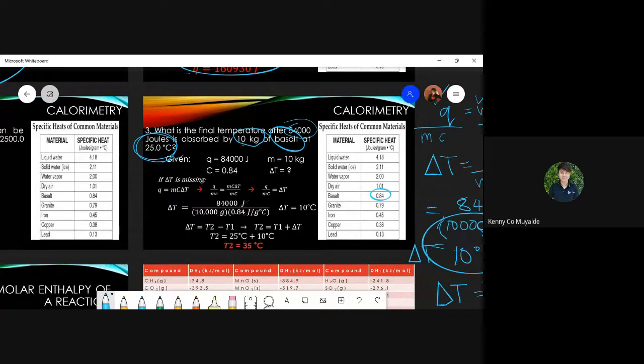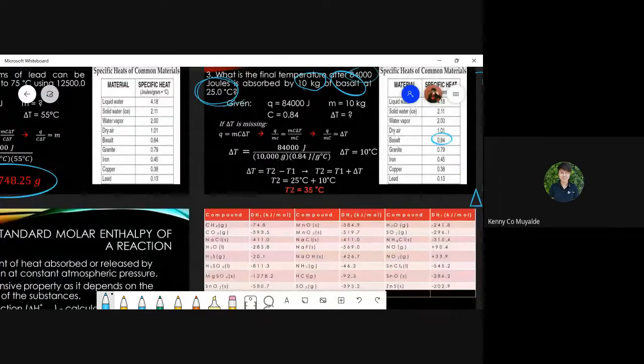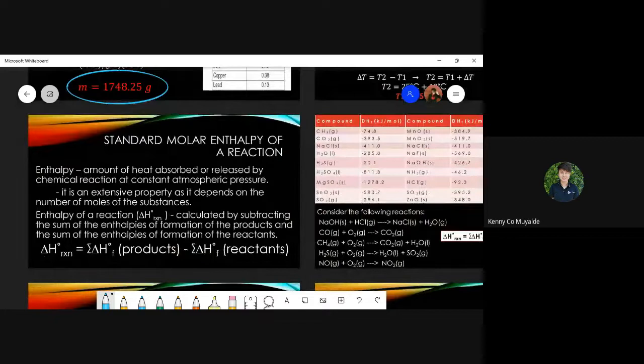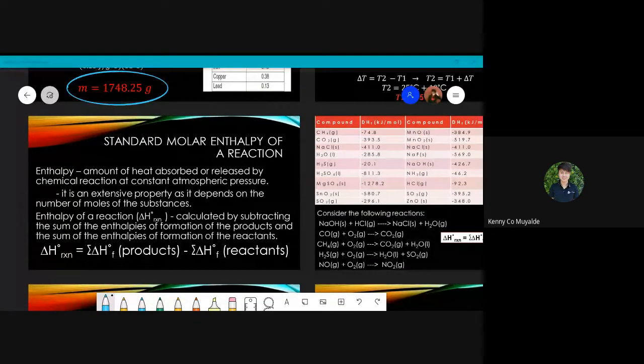Okay? Now, I have to ask all of you, in our module, I don't remember, do we have standard molar enthalpy of reaction? Let me check our module. Let me look for it for a moment. I don't know if this is included or not because I am recycling the PowerPoint that I made use of during face-to-face. So is standard molar enthalpy included? Wait, let me check.